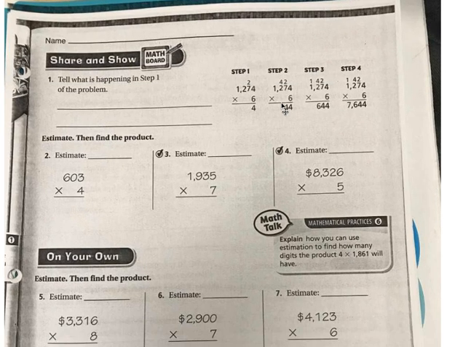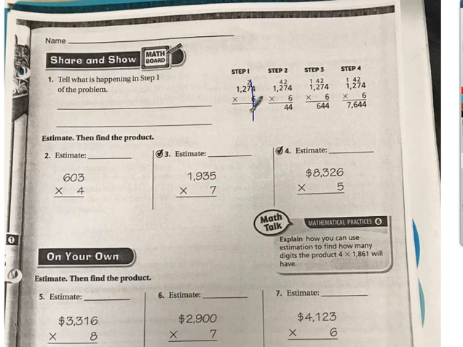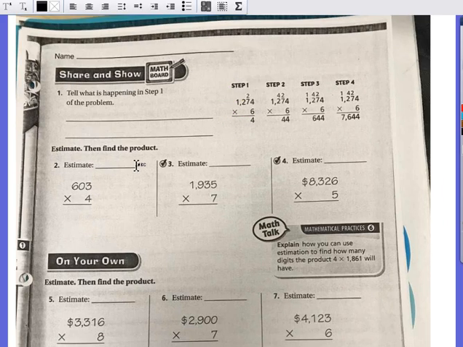Alright, tell what is happening in step 1. Okay, remember step 1 is their focus, looks like they're focused on the ones place. So they took 4 times 6. But like I said before, you can't put the 2 right next to it, 24, because you cannot have two numbers in the same place value. So if I draw the line, there's the ones, there's the tens, there's the hundreds, and then over here would be the thousands. Okay, so tell what's happening in step 1. So come over here.